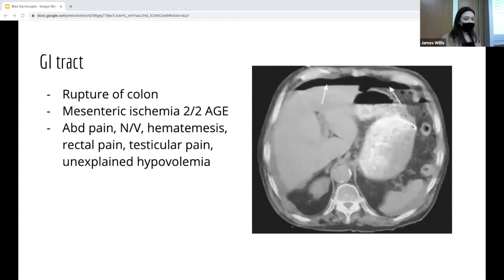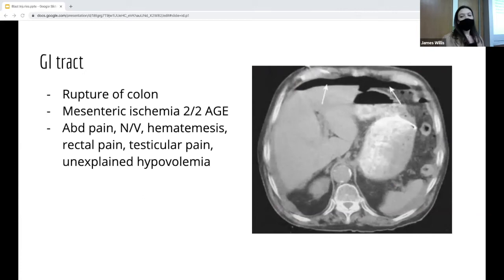And the last primary injury I'm going to focus on is issues with the GI tract. Rupture of the colon is the most common immediate injury that happens, sometimes small intestine, but usually not as much, and this can happen immediately. It can also be delayed, and that can be in the setting of mesenteric ischemia or infarct that was secondary to an arterial gas embolism.